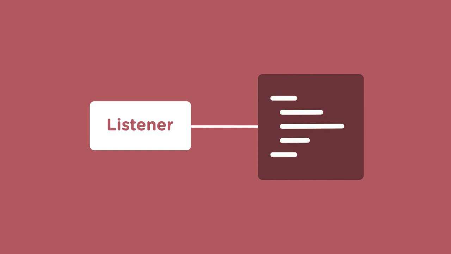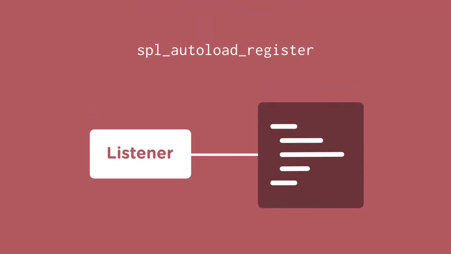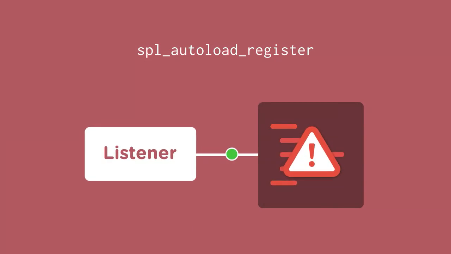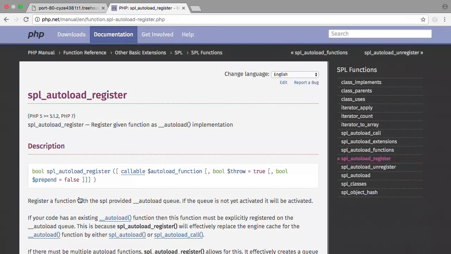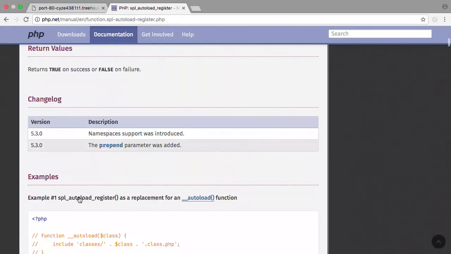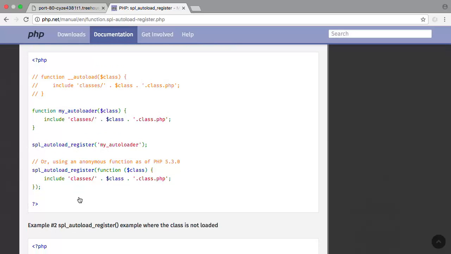For a trigger to work, we need to register this functionality. We use the function SPL autoload register to tell PHP which function to use when a class or interface is not found. Let's scroll to the first example. We build our function, then we register that function with SPL autoload register. PHP will automatically pass the name of the class that it is attempting to instantiate.